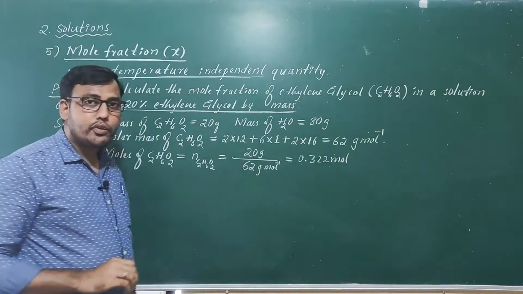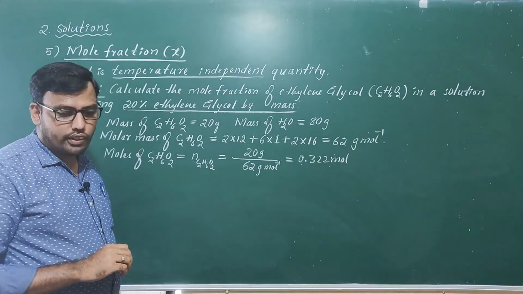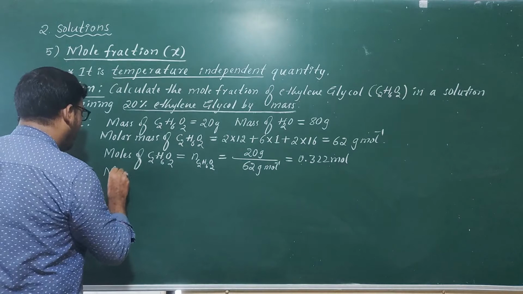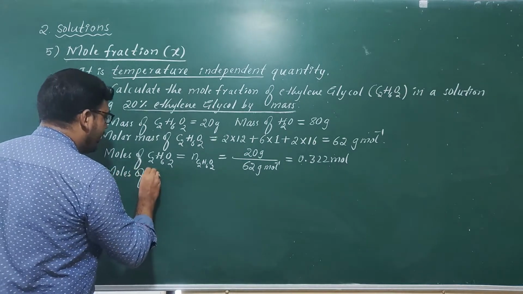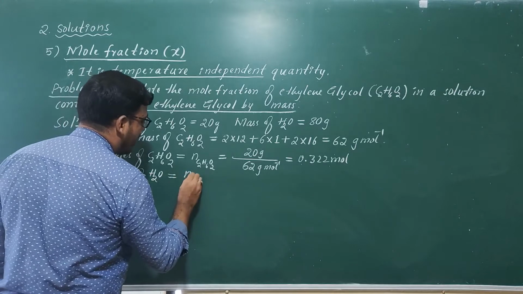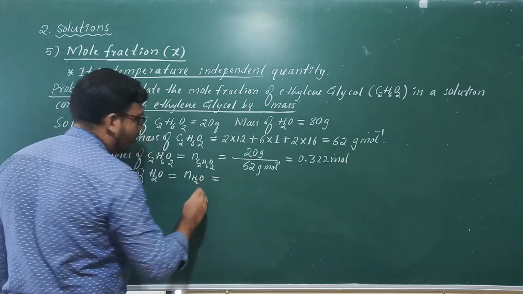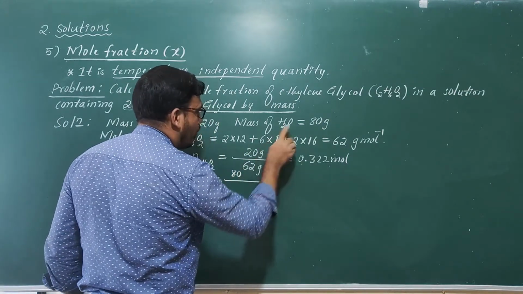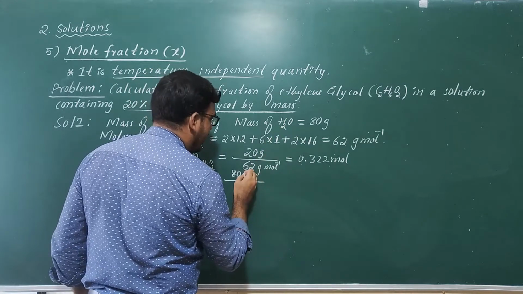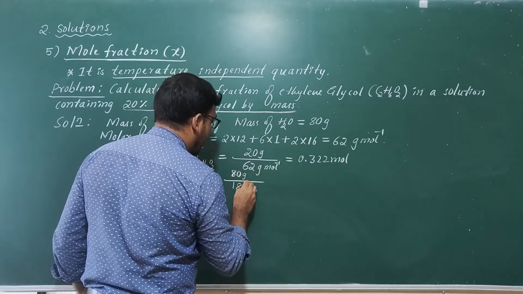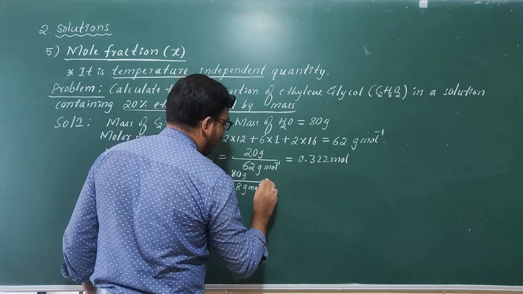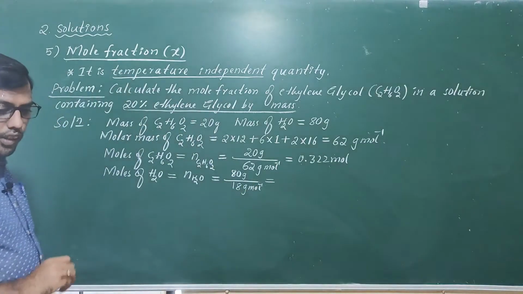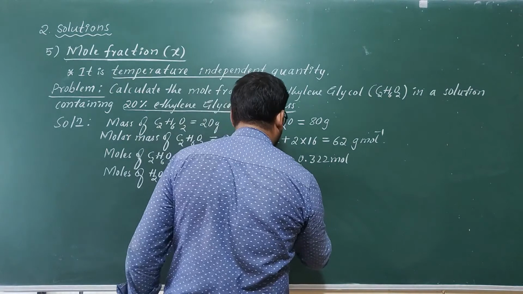Similarly, I need to calculate the number of moles of water also. So moles of water, how can I represent? N of H2O is equal to, what is the mass? It is 80 gram. I have not calculated the molar mass of water, because we know 2 plus 16 is 18. So 80 gram divided by 18 gram per mole, that is equal to 4.44.